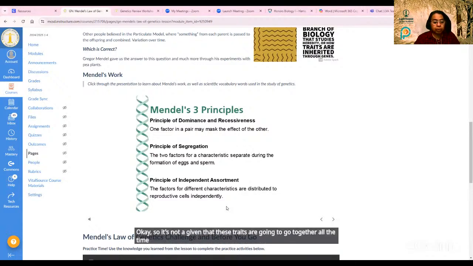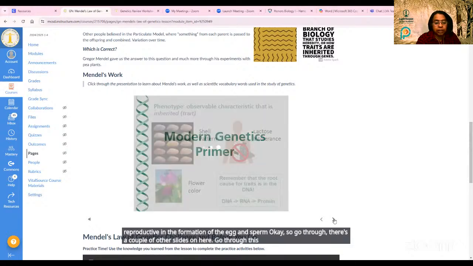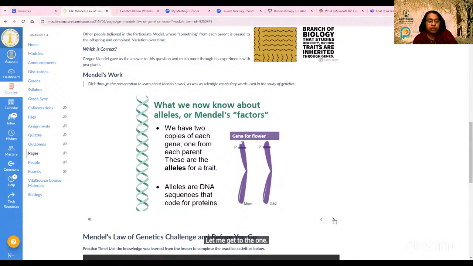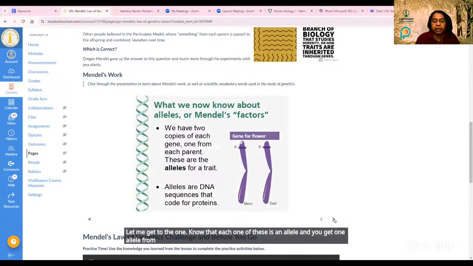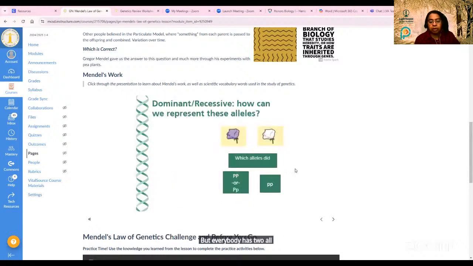They're going to separate out during the formation of the egg and sperm. Okay, so go through. There's a couple of other slides on here. Go through this one, read it. Know that each one of these is an allele, and you get one allele from mom, one allele from dad. But everybody has 2 alleles. Okay, this is the one right here.